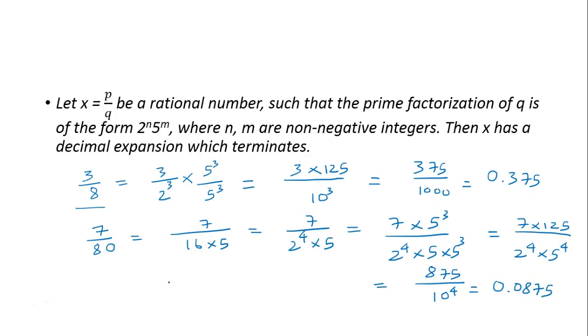So the idea here is to multiply by a power of 5 or a power of 2 in such a way that you get equal powers of 5 and 2 in the denominator. So if the denominator is, say, 2 cubed, then you have to multiply both the numerator and denominator by 5 cubed. So the denominator finally becomes 1000. Then you can just divide the numerator by 1000 to get a terminating decimal.